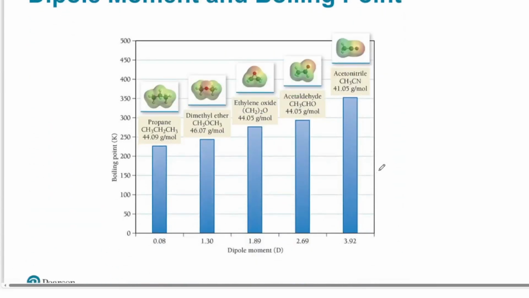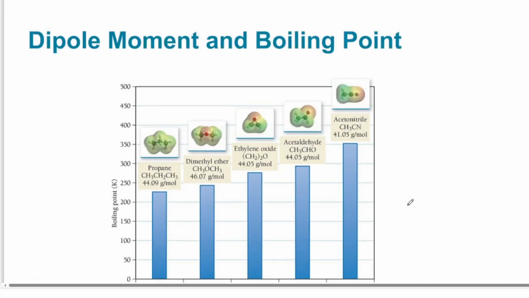You can see here that with all other things being equal, all of these molecules have about the same molar mass. As the dipole moment increases, and we see that measured here along the bottom in debye, from 0.08 to 1.3 to 1.89 to 2.69 to 3.92 debye, the boiling point also increases.